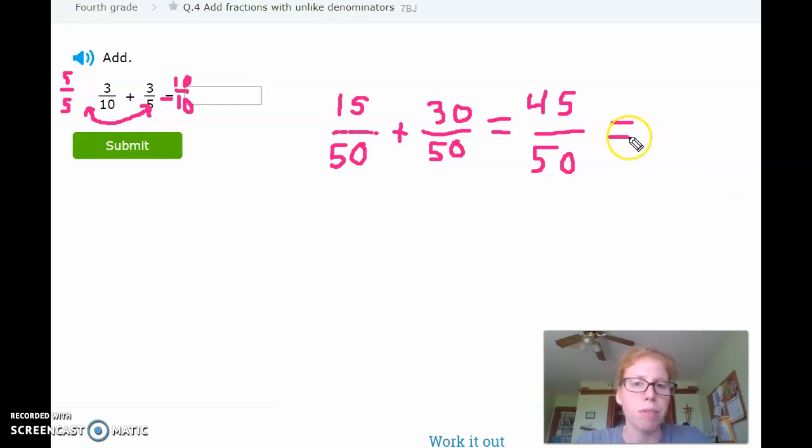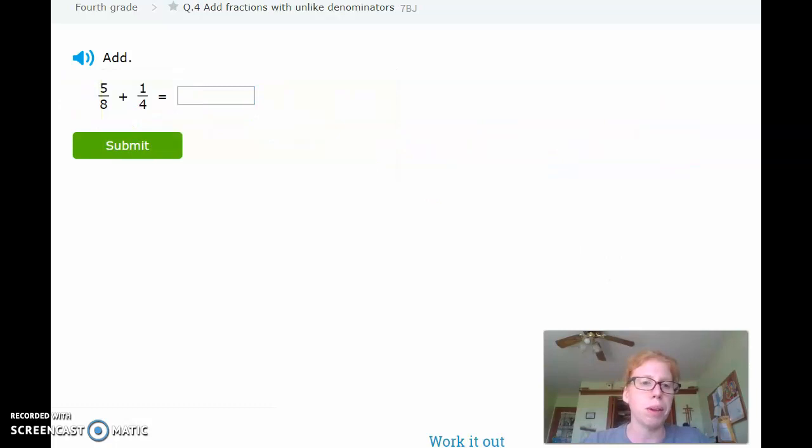Now, we could simplify 45/50. The greatest common factor in both of these is going to be 5. 5 goes into 45 9 times, and 5 goes into 50 10 times. But either way is correct. You can type in 45/50, or you can type in 9/10. Let's just type in 45/50 just to show that you don't have to simplify. You still got it correct. Good job.